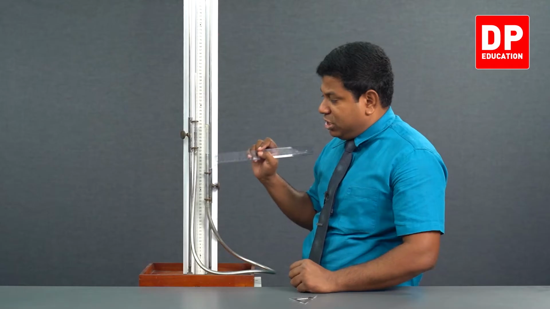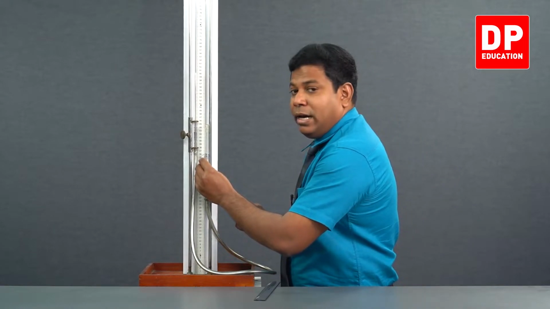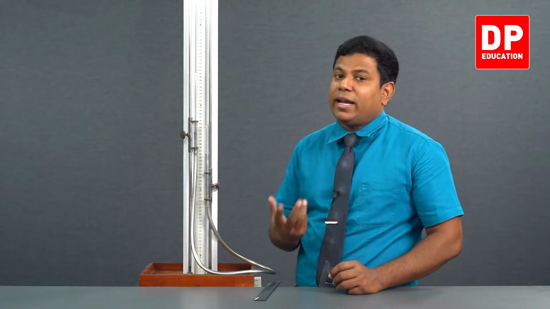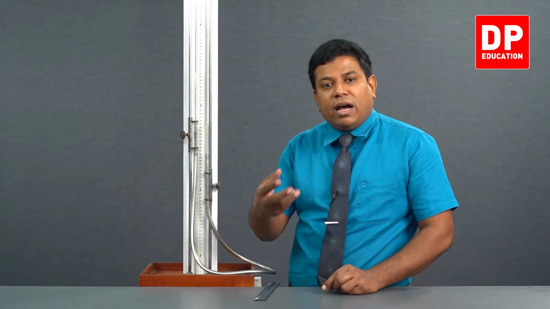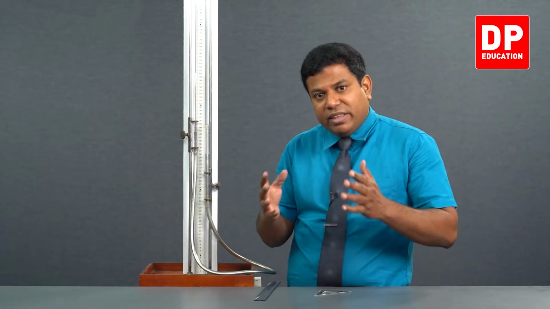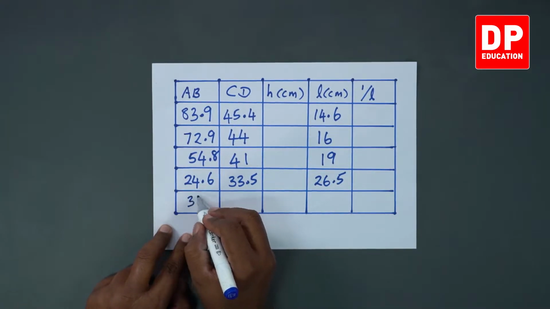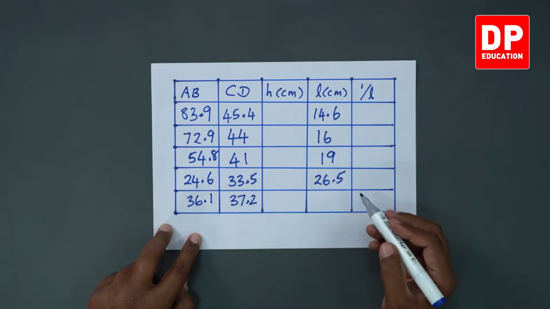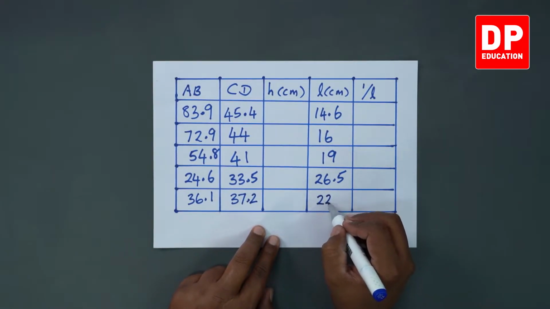As I mentioned earlier, actually this is not how you should get the reading. You have to use a set square or triangle ruler, keep it like this and get the reading. But for it to be seen clearly, I'm using a normal ruler and getting the readings. So let's write down this 5th reading as well and then see what calculations and graph we have to draw to verify Boyle's law. Now AB we have got 54.8 and CD we got 41. So L will be 60 minus 41, which is 19 centimeters. We have got 5 readings.